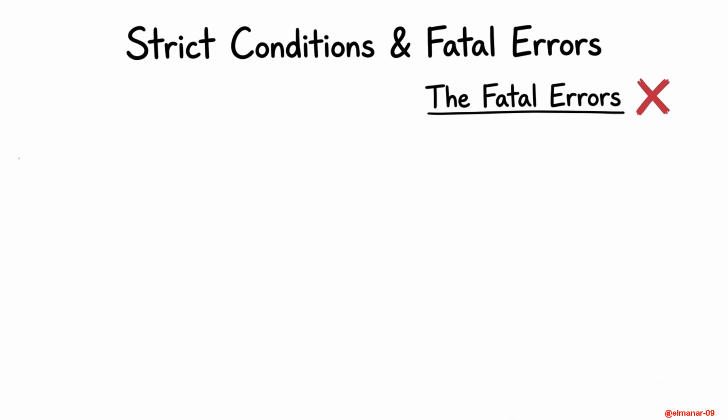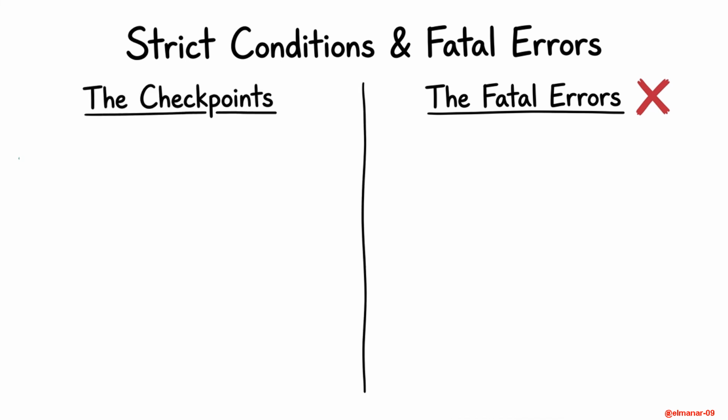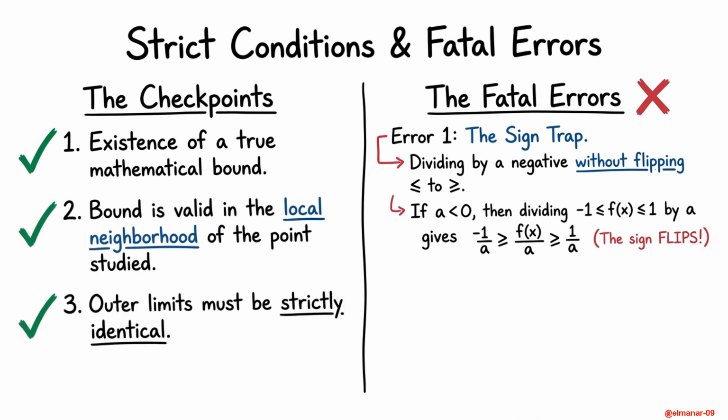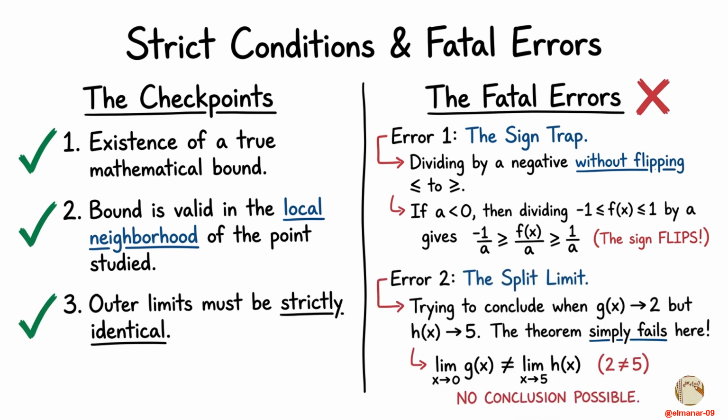To be a math pro, you must avoid these fatal errors. Error 1 is the sign trap. If you divide by a negative number and forget to flip your inequality signs, changing less than or equal to greater than or equal to, your logic breaks. Error 2 is the split limit. If your floor goes to 2, but your ceiling goes to 5, you haven't squeezed anything. The theorem simply fails here because there's too much room for the function to wiggle. No conclusion is possible unless the bounds are strictly identical. Always check these checkpoints before finalizing your answer.